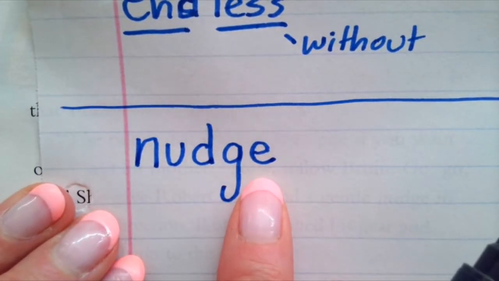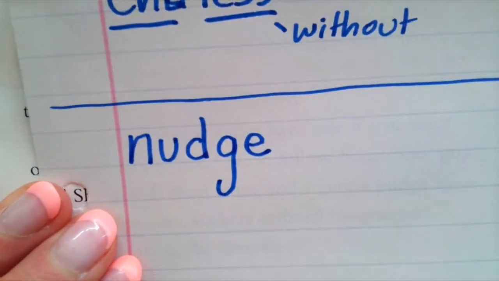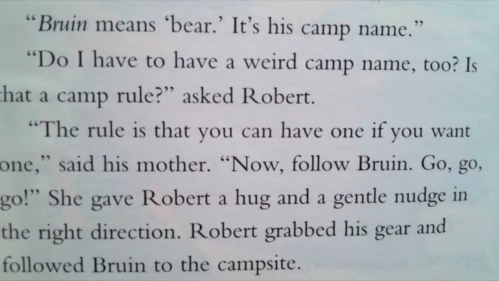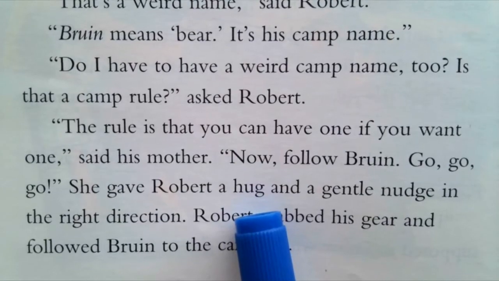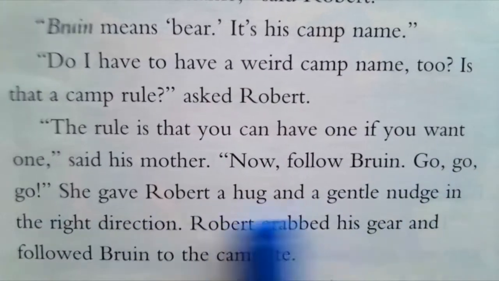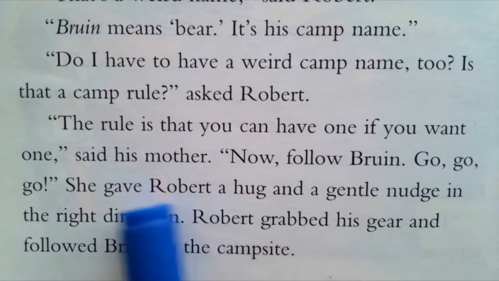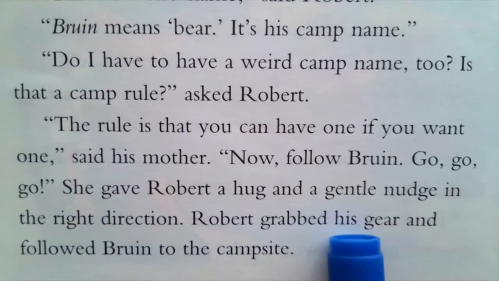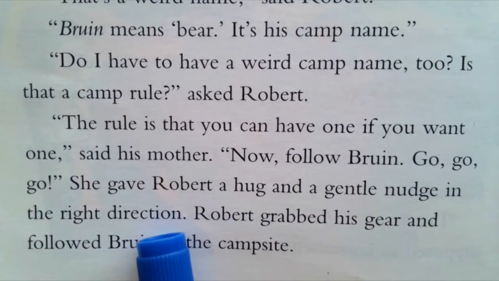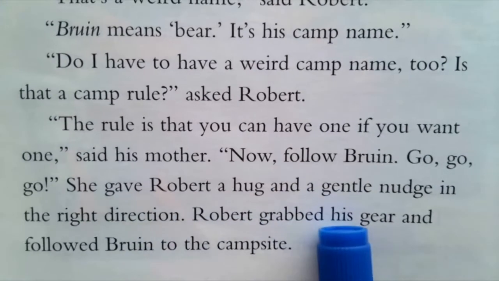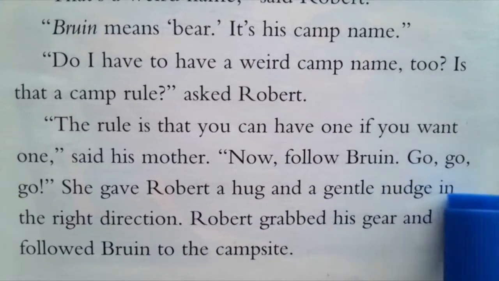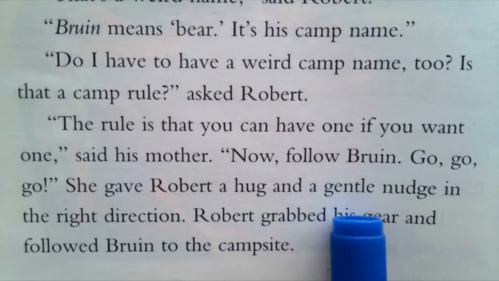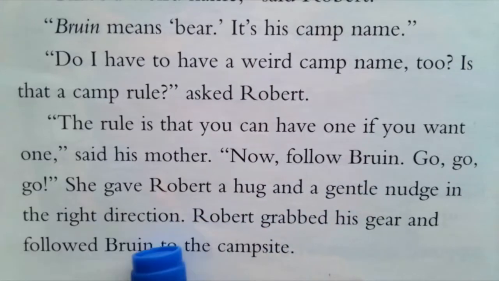I don't think so. We will have to use context clues. Let's see what the rest of the text said in that sentence. It says here, she gave Robert a hug and a gentle nudge in the right direction. Well, she's giving him a hug, and it says a nudge in the right direction. A direction is where you are going. So maybe she tells him, go, go, go. So maybe she wants him to go over to where the counselor is. Maybe she's giving him a gentle push towards the counselor.